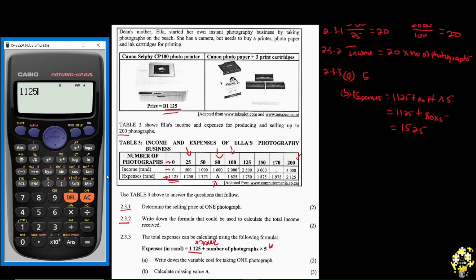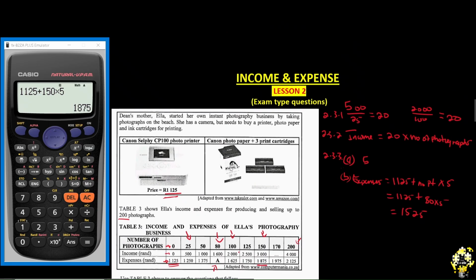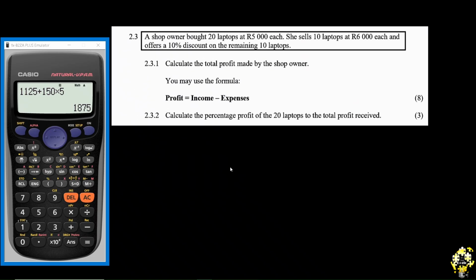1125. Let's choose one at random. We are choosing this one at random. So they say plus the number of photographs. They took 150 photographs, multiplied by 5. Yes, you see, 1,875. Therefore, we can move on with confidence. So that was that for this particular one. Let's go on to the second one.